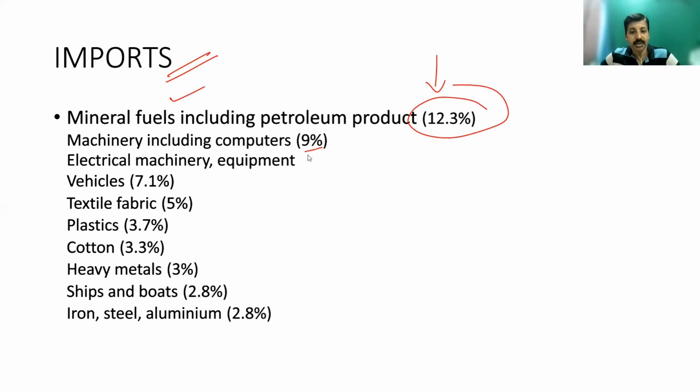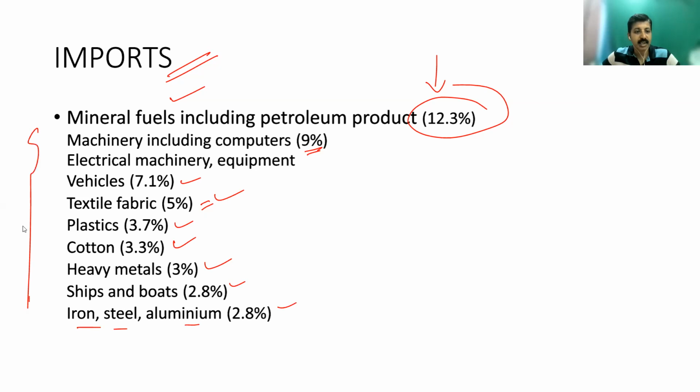Machinery, including computers, 9%. Electrical machinery, equipment, vehicles, 7.1%. Textile, only fabric. You understand, fabric they will import. Again, the finished products will be exported. The garments will be exported. That is what we have seen in the export. That is 5%. Plastic, 3.7%. Cotton, 3.3%. Heavy metals, 3%. Ships and boats, 2.8%. Iron, steel, and aluminium, 2.8%.